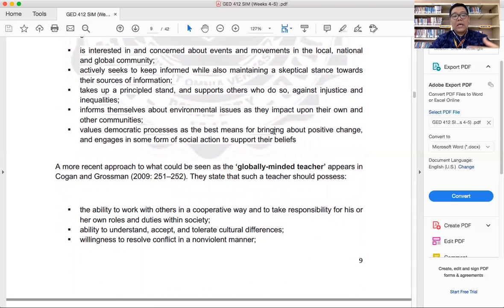First one is the ability to work with others in a cooperative way and to take responsibility for his or her own roles and duties within society. This means having the sense of responsibility and accountability. Also, as what I mentioned a while ago, teamwork is also one important thing that a global teacher must always observe, most especially when working in a team.